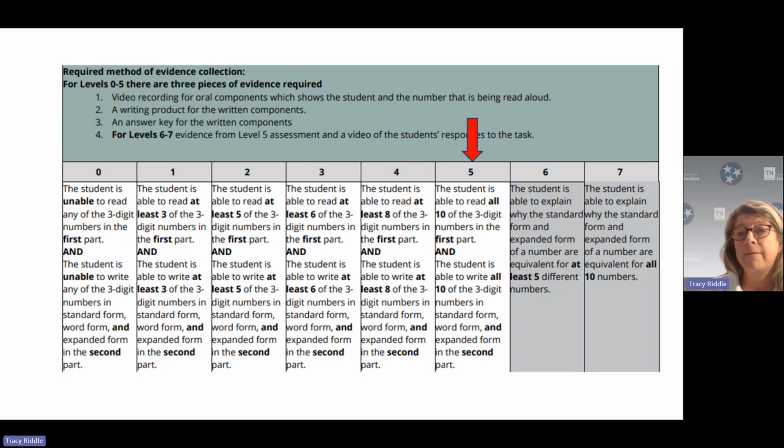At level 5, they are able to read all 10 three-digit numbers in the first part, and they are able to write all 10 of the three-digit numbers in the second part in each form.